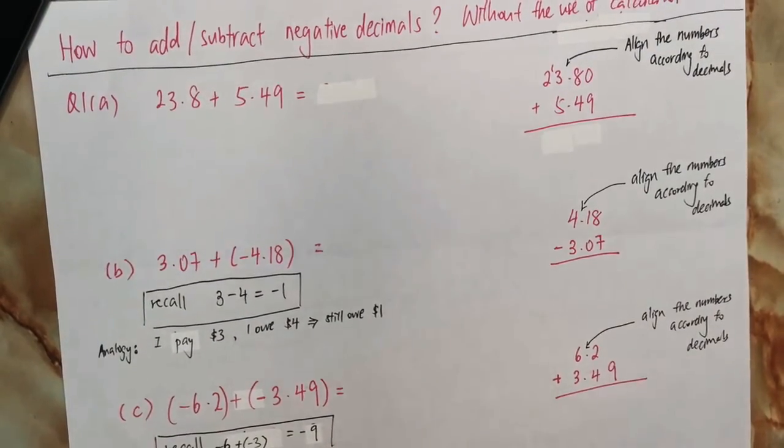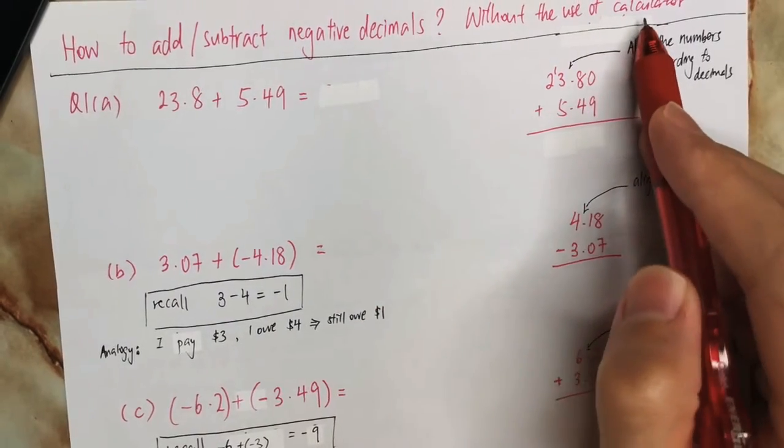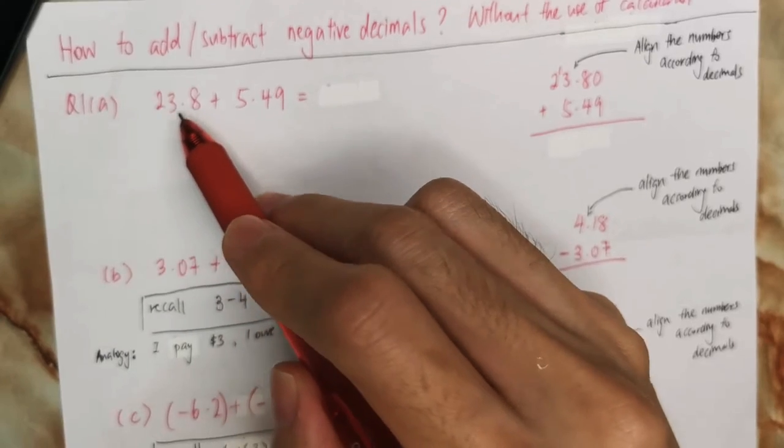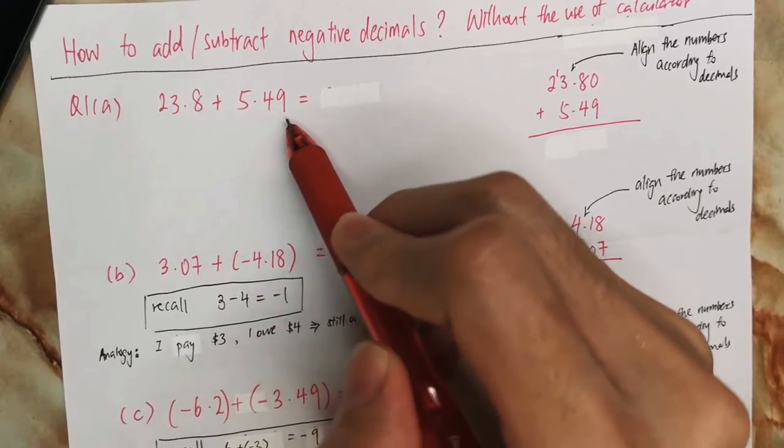Hi students, so let's look at how to add or subtract negative decimals without the use of a calculator. Let's do a quick recap with question 1a. How do we add decimals together? Now we are looking at 23.8 plus 5.49.